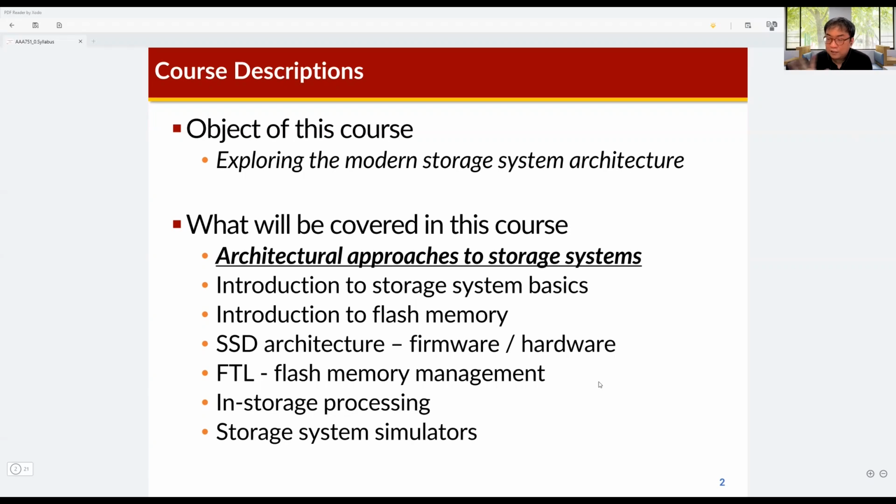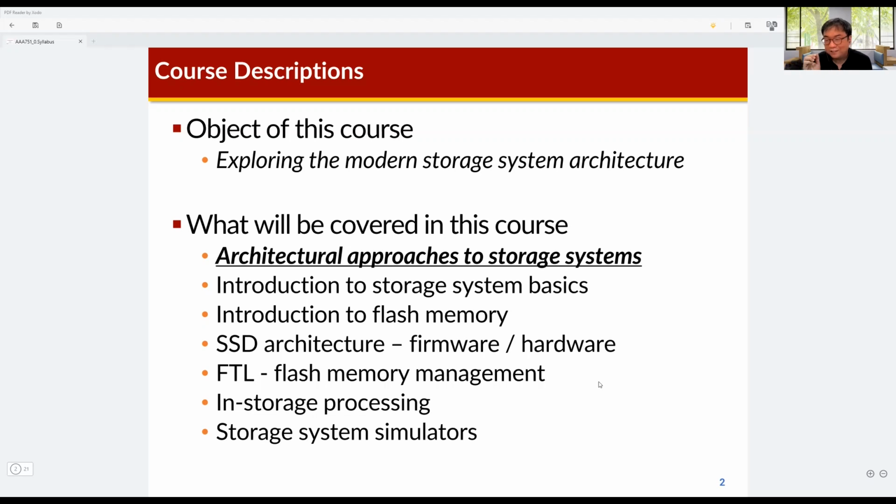Inside the solid state drives, flash memory is used as the primary storage media, so we will focus on flash memory. We will briefly learn about some characteristics of flash memory in this course. And then we will learn about the SSD architecture. SSD is a kind of computer system, so it has a processor, called the SSD processor or application processor. This application processor runs system software called firmware. SSD is also composed of memory systems and flash memory. So it's hardware. We will learn about the SSD architecture, like the firmware and hardware of the SSD.